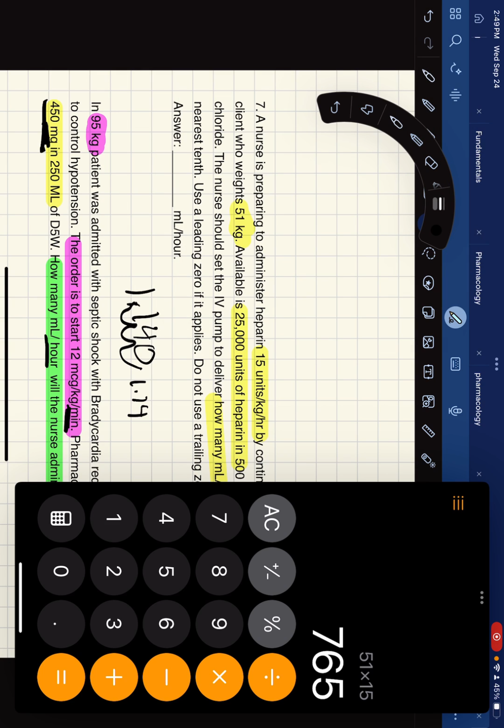It's already in hours, so we do not have to make that extra change of multiplying it by 60, because if it was in minutes, obviously I would take this and multiply it by 60 to convert it into hours, but it's already in hours, so we're just going to leave it alone. All right, so the 765 is what the doctor ordered, because I did the 15 units times the 51 kilograms. Okay, that's the doctor's orders.